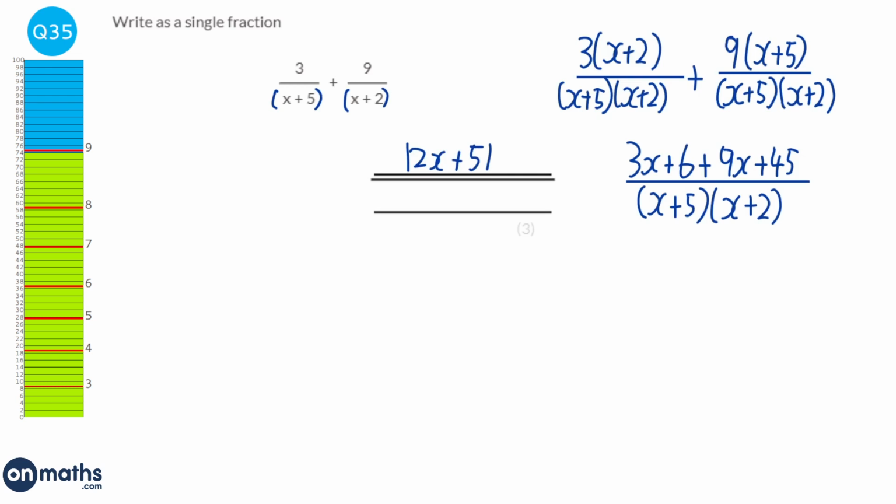We don't need to do anything with the denominator. We can leave that as a bracket. We could expand it, but the question doesn't ask us to. And if the question doesn't ask us to, we don't need to. If we were to expand it, you'd get x squared plus 7x plus 10.